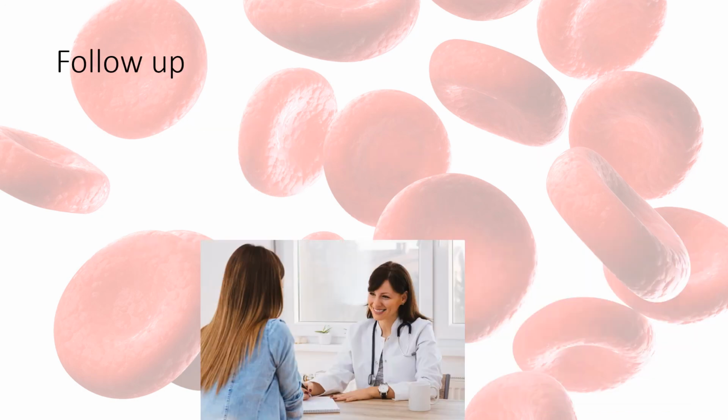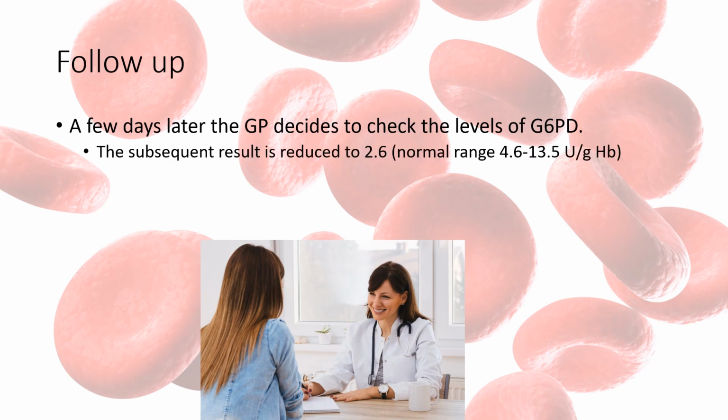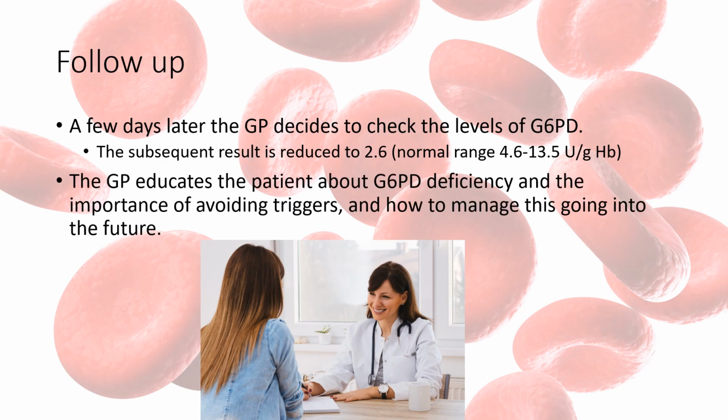So the patient presents back to the GP a couple days later, where the GP has had some time to run some different tests, including a G6PD level, as he's aware that this may be falsely normal in the acute setting. The result for the G6PD level does come back as reduced to 2.6. The GP then diagnoses the patient with G6PD deficiency, and she's educated about this condition and the importance of avoiding potential triggers and how to manage this going into the future.